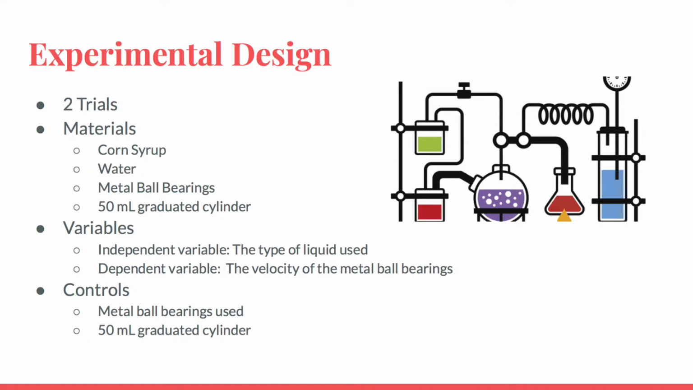For this lab, we did 2 trials in total, one trial for the corn syrup and the other for water. For both liquids, we dropped a metal ball bearing in and recorded the activity on video. This up-close view gave us the opportunity to see what exactly was happening to the ball bearings in our liquids. Our independent variable was the type of liquid we used, and our dependent variable was the change in the velocity of the metal ball bearings. The metal ball bearings in the 50 milliliter graduated cylinder remained our controls.